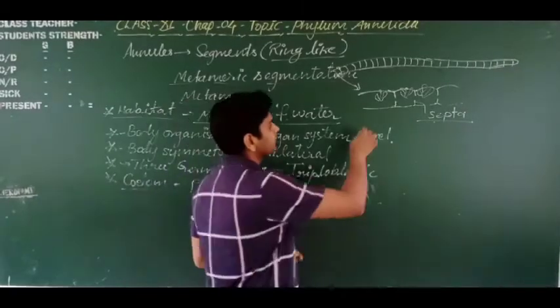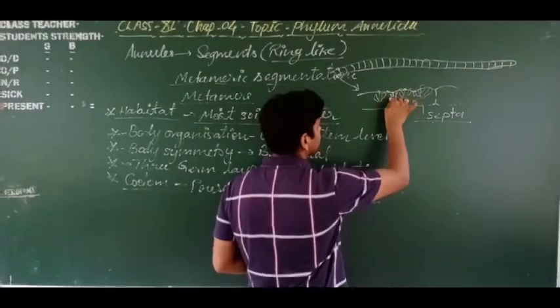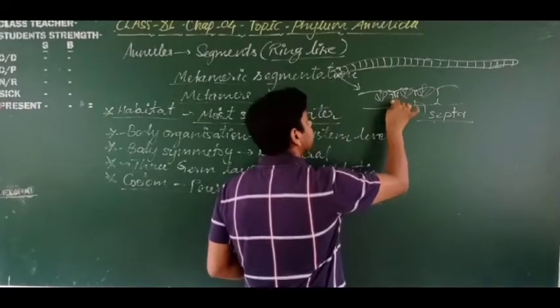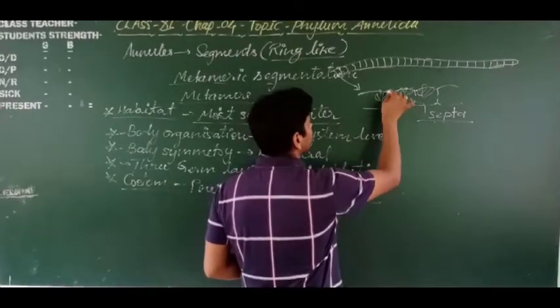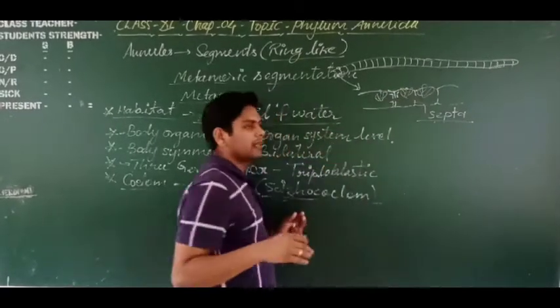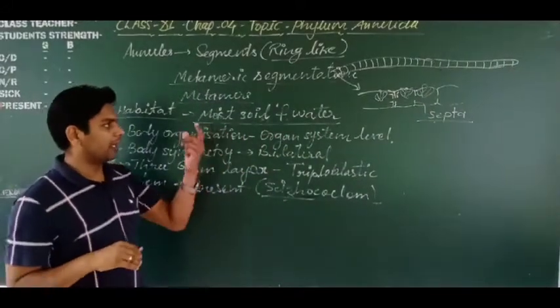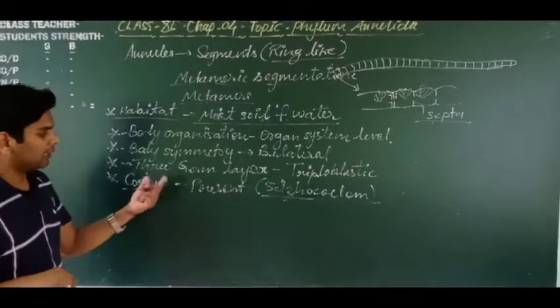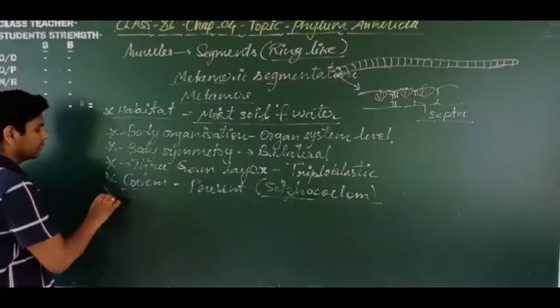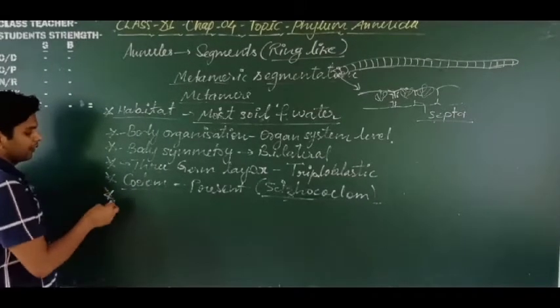You know, the septa are formed. So each mesoderm is divided, a little bit of patch here, a little bit here. So mesoderm forms these septa. That is why this type of coelom is known as what? Schizocoelom. Next one, dear students, here what?